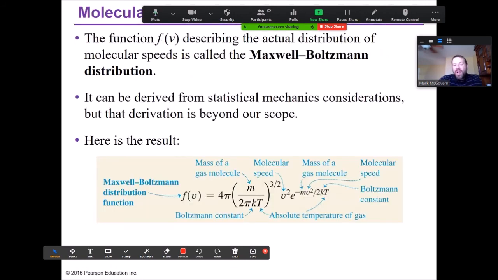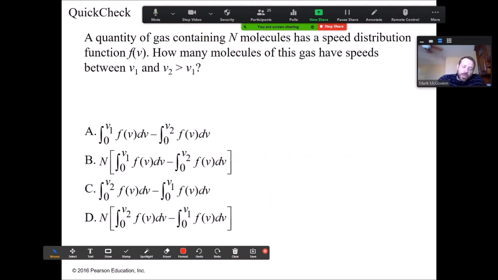Anyway, so while I'm not going to derive the function for you, we can still have a lot of fun with it. Question for you here, a little calculus knowledge. I kind of already ruined this. I kind of already told you what's going on here, but give me your opinion anyway. We have a quantity of gas contained in molecules, has a speed distribution function of f sub v, Boltzmann function. How many molecules of this gas have speeds between?